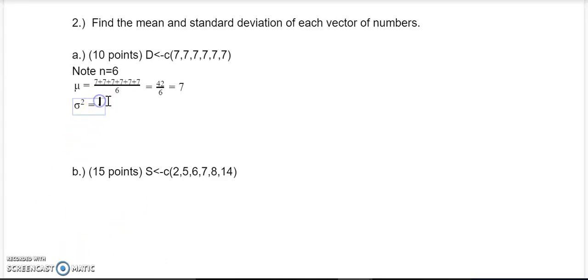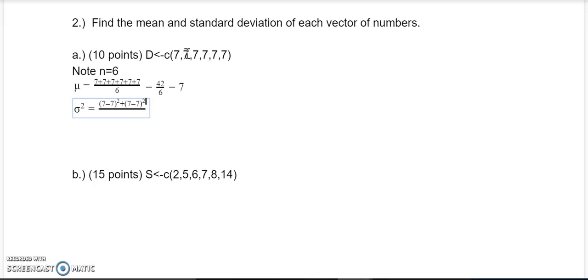For the variance, you're going to take your first vector value, which is 7. Then you're going to subtract the mean, which is 7 also, and square the result. Then next, you're going to move on to the next vector value, which is 7 again. Subtract the mean, which is 7. Square the result. Keep doing that all the way.